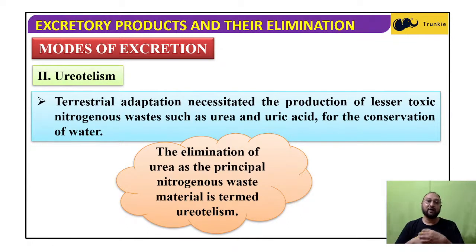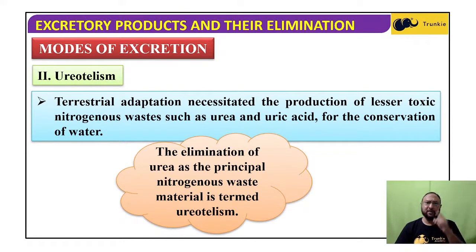So that very harmful substance, ammonia, needs to be converted into lesser toxic nitrogenous waste such as urea and uric acid, since these animals like reptiles, birds and mammals are living on the land. For aquatic animals it's very easy because they are living in the water, and they can easily eliminate that ammonia through diffusion from the body surface or from the gut epithelial cells.